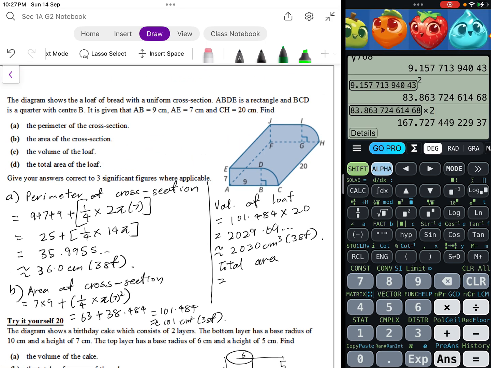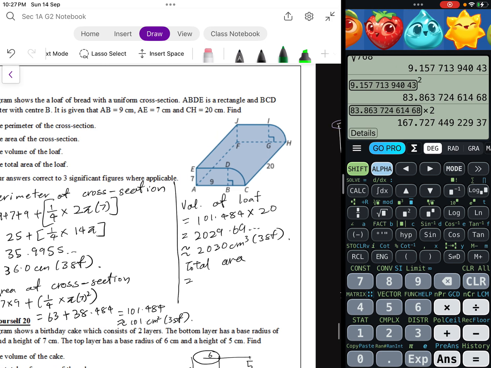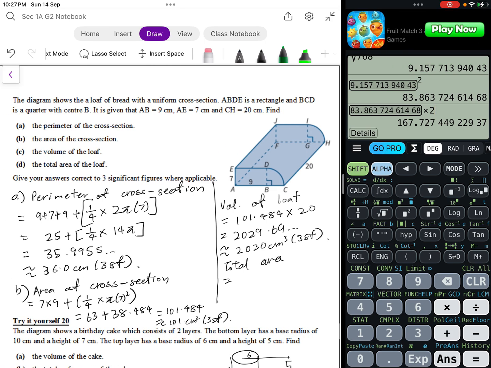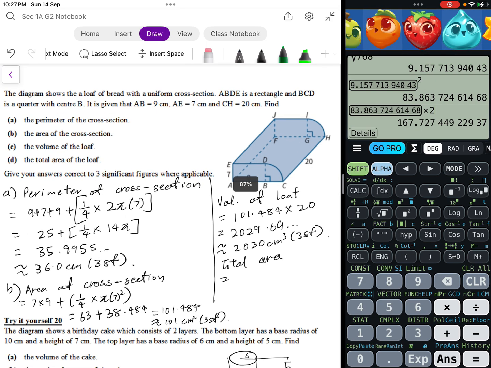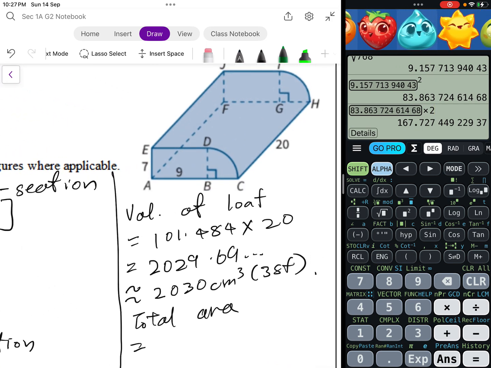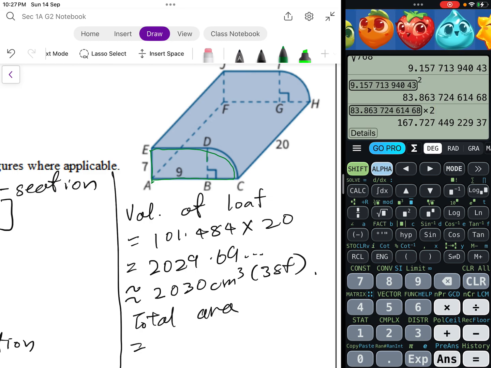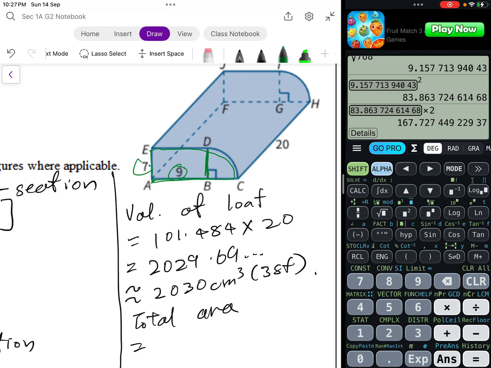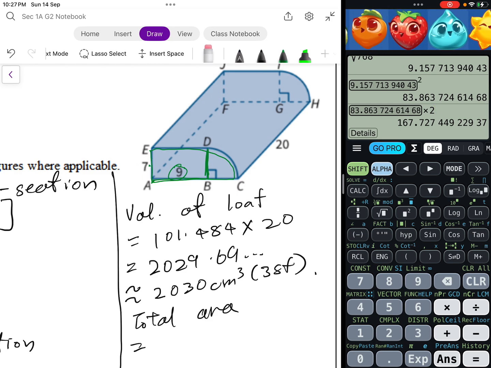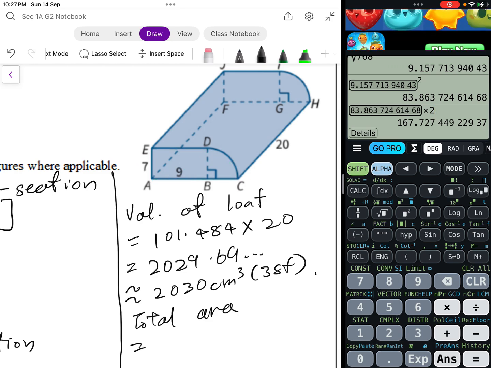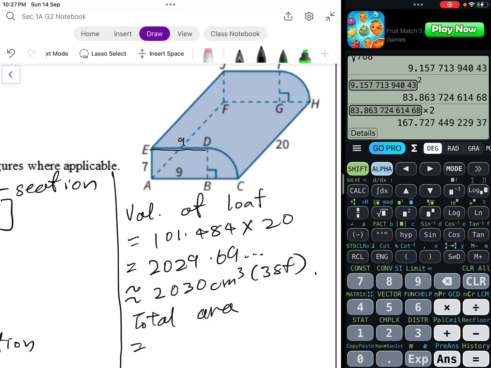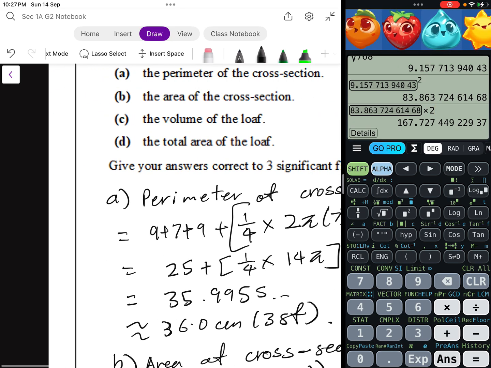Now, the diagram here shows a loaf of bread with a uniform cross section. They ask you to find the perimeter of the cross section. So the cross section is this one. You know that there's this rectangle here, which is 7 times 9. That's one area. Oh, wait, sorry. They want the perimeter first. So we add 9 plus 7 plus 9.